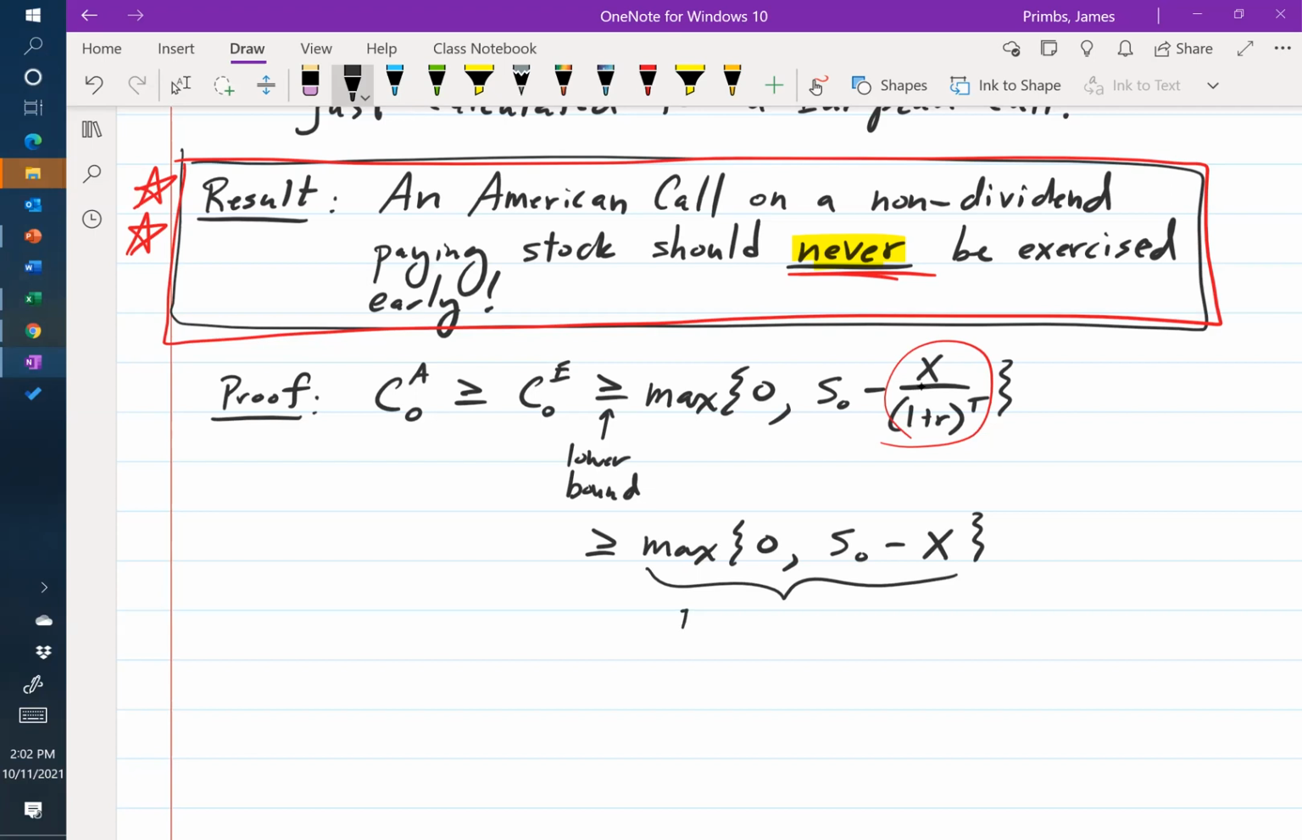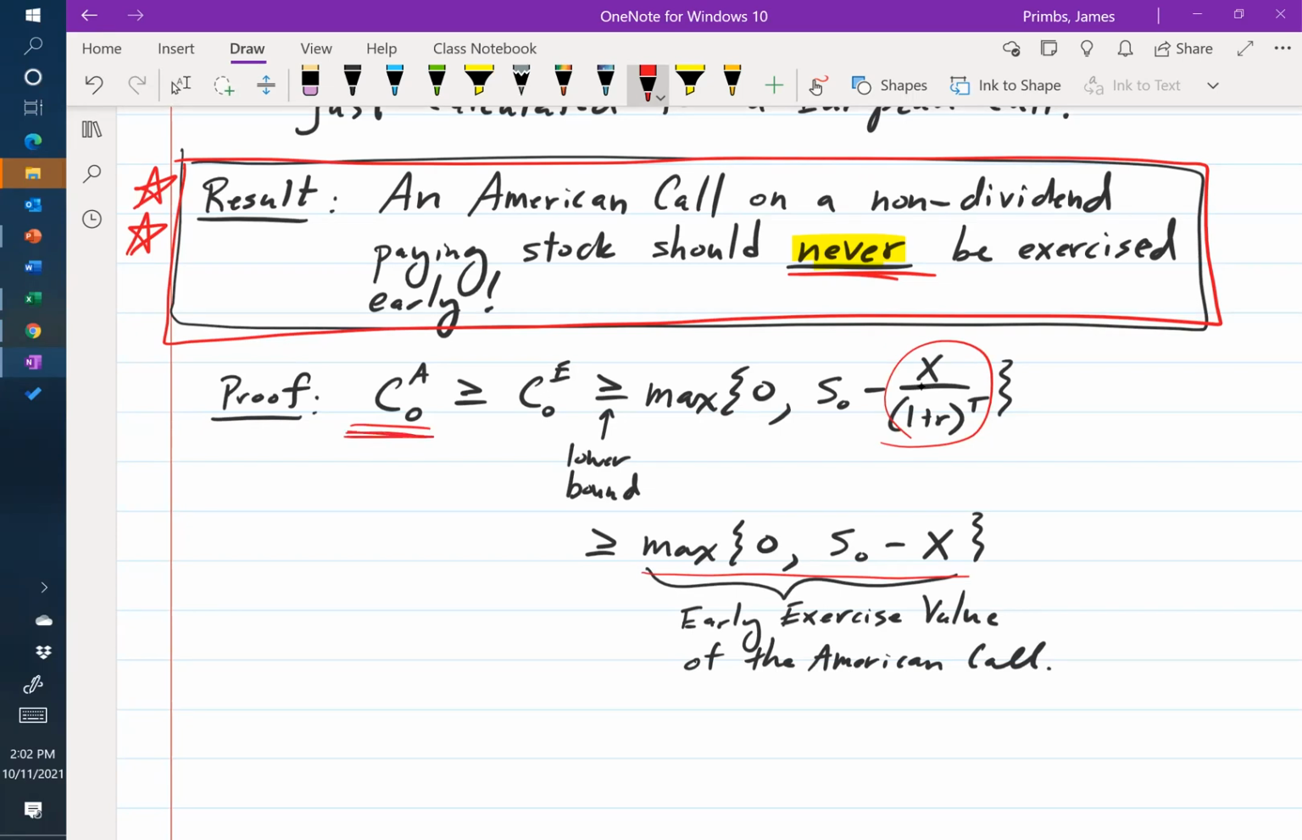This is the early exercise value of the American call. This is how much you get if you exercise an American call early, right? You get the payoff. So what does this say? This says we started over here with the value of an American call being always greater than or equal to its early exercise value.